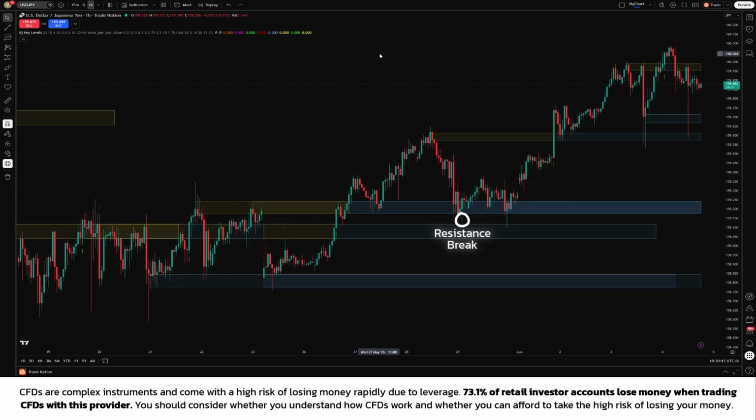A resistance break shows that price has pushed through a prior overhead zone. A support break shows that price has moved through a prior support area. These signals are most useful when they appear with clean candle closes, follow-through, and alignment with the broader market structure.